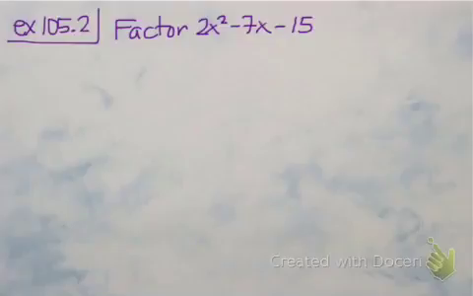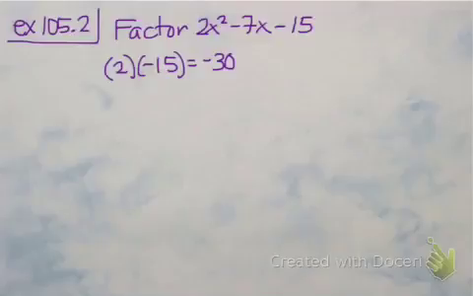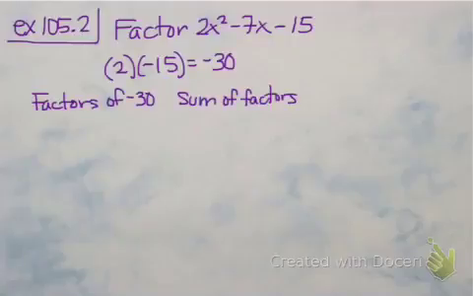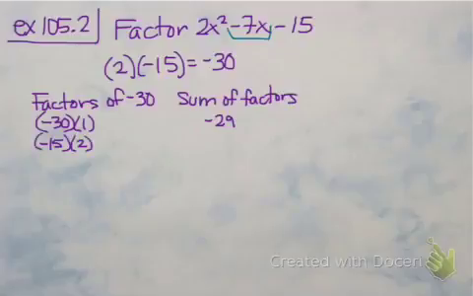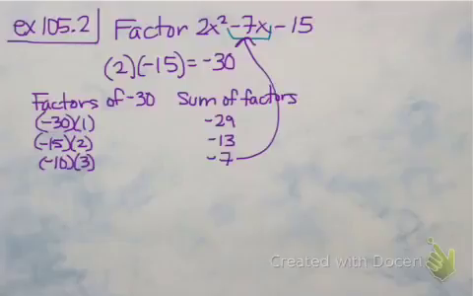Factor 2x squared minus 7x minus 15. So we're going to take the first and the last coefficient. 2 times negative 15 gives us negative 30. And now we're going to factor negative 30. So the factors of negative 30 are negative 30 and 1. When we add those, we get negative 29. And again, we're looking for negative 7. So that doesn't work. Negative 15 times 2 gives us negative 13. The next factor is going to be negative 10 and 3. Negative 10 plus 3 gives me negative 7, which is what we want.